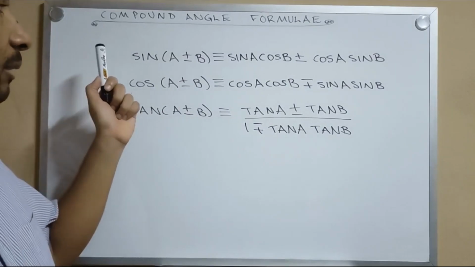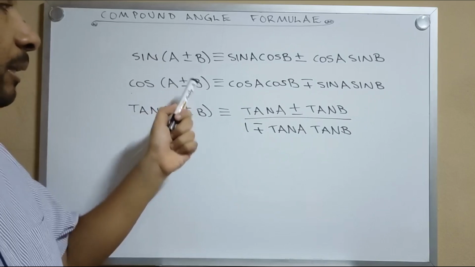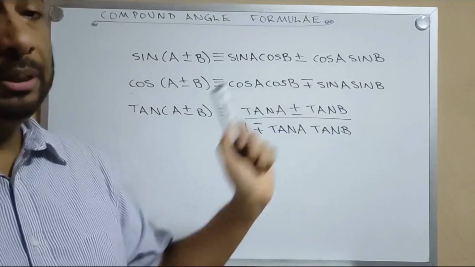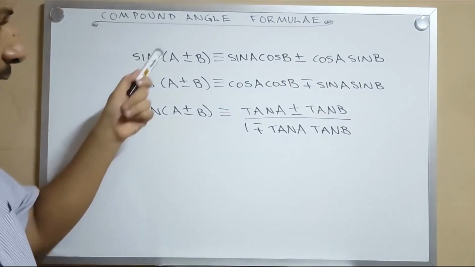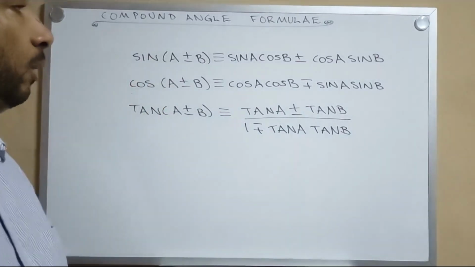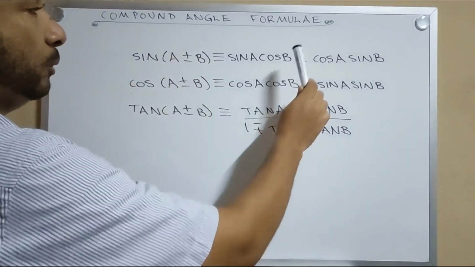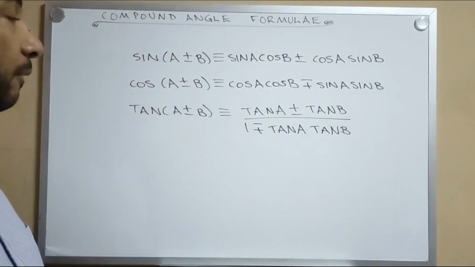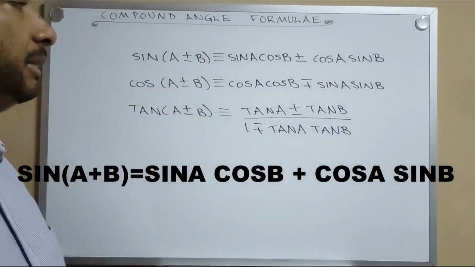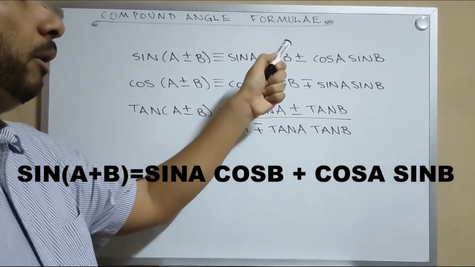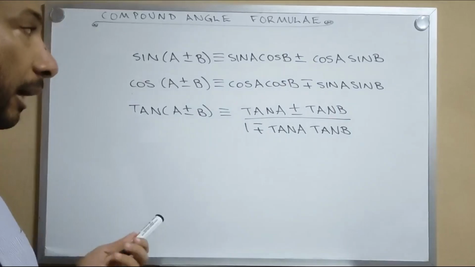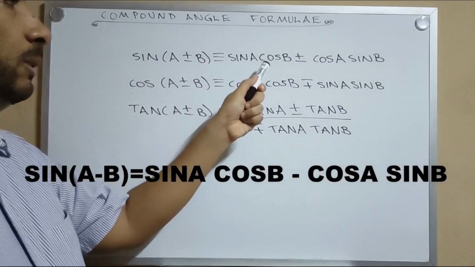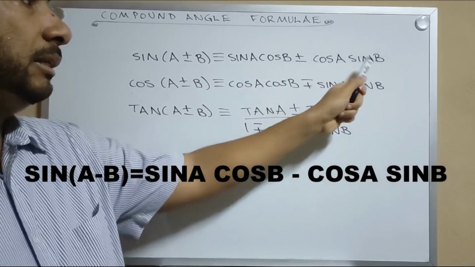So our sine formula is the sine of A plus or minus B is identical to sine A cosine B plus or minus cosine A sine B. Now, what does this plus or minus sign mean? Well, it means that the plus sign goes with the plus sign and the minus sign goes with the minus sign. So for example, the sine of A plus B is equal to sine A cosine B plus cosine A sine B.